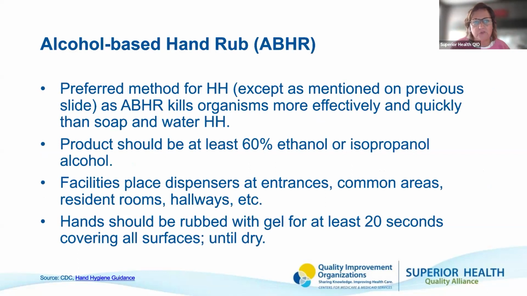Alcohol-based hand rub is the preferred method for hand hygiene, except as mentioned on the previous slide. And the reason is that ABHR kills organisms more effectively and quickly than soap and water. Your product should be at least 60% ethanol or isopropanol alcohol. And your facility should have dispensers at the entrances, common areas, in every resident room, and in your hallways. Hands should be rubbed with gel for at least 20 seconds, covering all surfaces until dry.